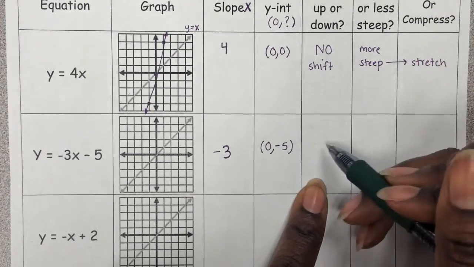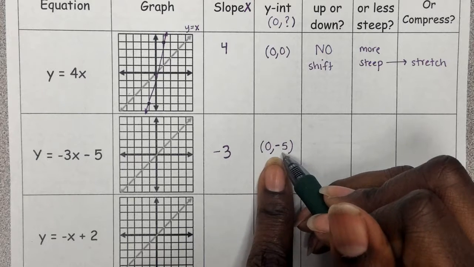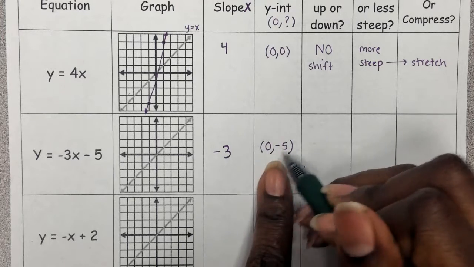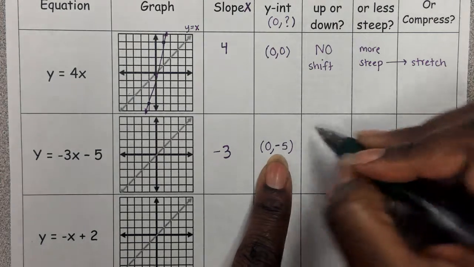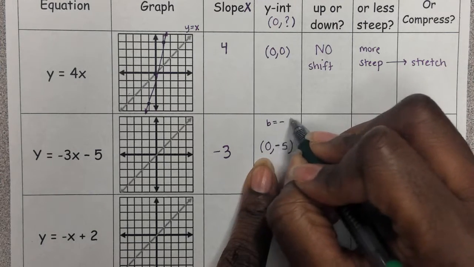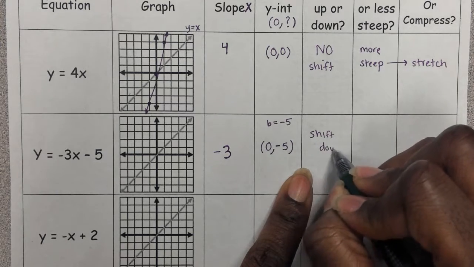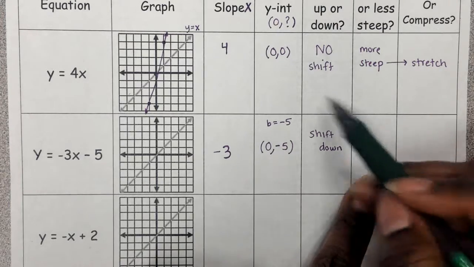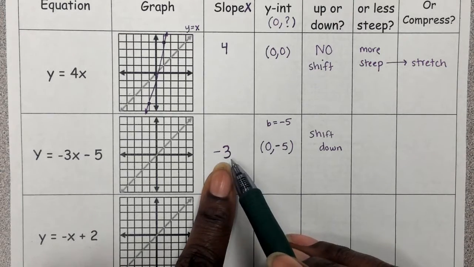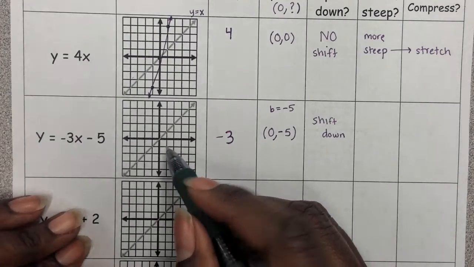Now, does it shift up or down? This helps you tell. Does it shift up or down? Since the b is -5, maybe we should write that. b equals -5, that means it's shift down. And more or less steep shall we answer? Well, let's go ahead and graph it first, okay? Let's graph this one together again.